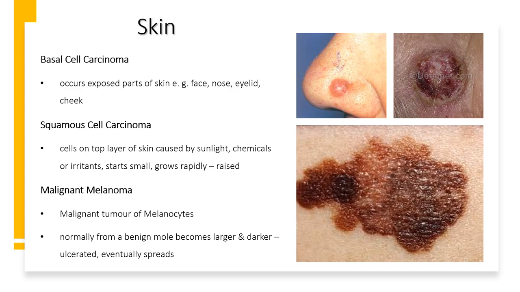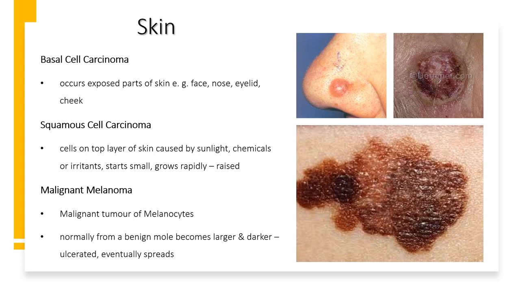Squamous cell carcinomas, these are cells on the top layer of the skin, caused again by sunlight and chemicals or irritants, and they start small but they grow very rapidly and they become raised.